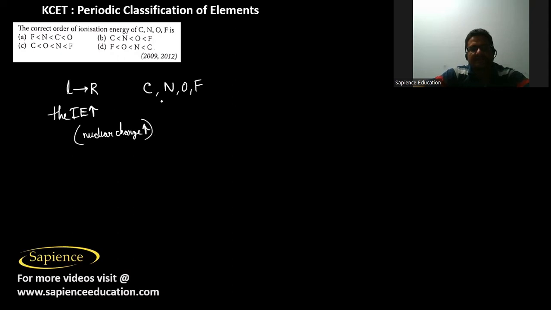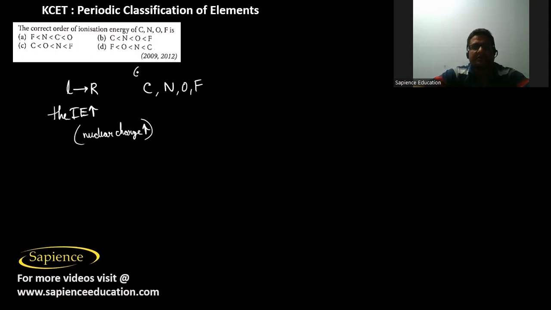Then here it is told the correct order of ionization energy of carbon, nitrogen, oxygen, and fluorine is. As we know, across a period, from left to right, the ionization energy increases. Why? Since the nuclear charge increases, the ionization energy will also increase, so it will be harder to remove the electron from the outermost shell.